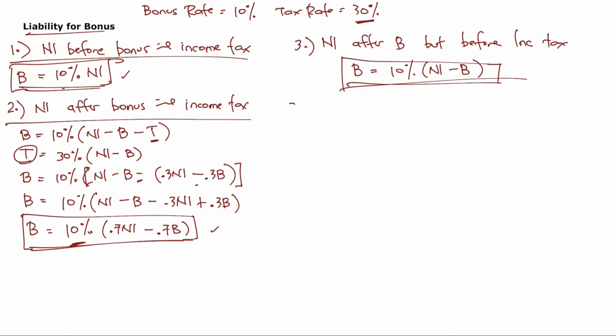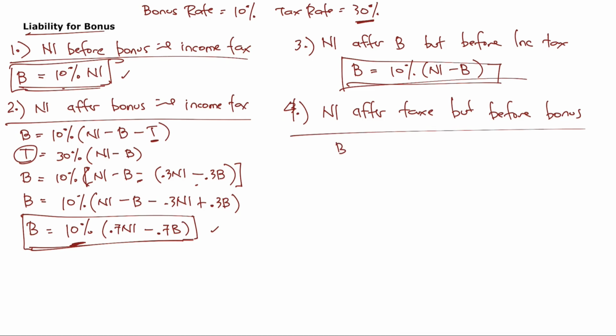Ito na ang computation na kailangan mong tandaan dito sa scenario number 3. Maliwanag? Now punta tayo dito sa scenario number 4, no? That's bonus is equal to net income after what? After taxes, but before bonus, right? So dito, if after tax tayo, B will be equal to 10% of net income minus tax. Before bonus tayo, kaya wag mong ibabawas or i-add yung bonus. Once again, tax is equal to 30% of net income minus bonus, or kung i-expound natin yan, this will be equal to 0.3 net income minus 0.3 B, no?